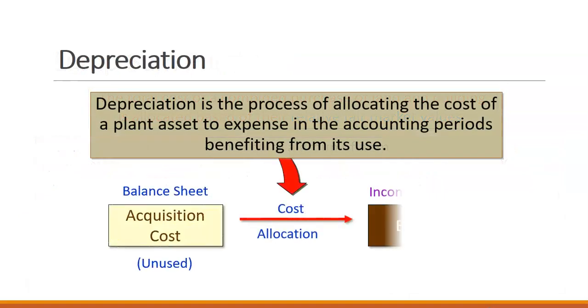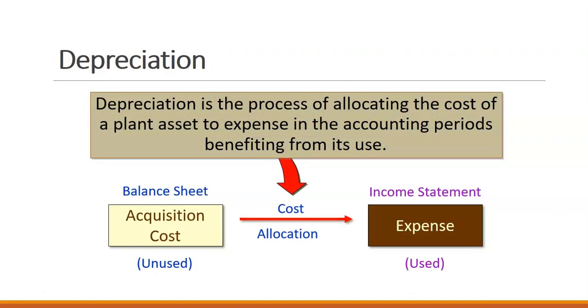When we depreciate, we're allocating the cost of a plant asset to expense it in those accounting periods in order to meet our matching principle. So on the balance sheet, we have its acquisition cost, and on the income statement, we have the expense of it being used. So remember on the balance sheet, we would also have that contra asset accumulated depreciation, where we store any of the depreciation on property, plant, or equipment.